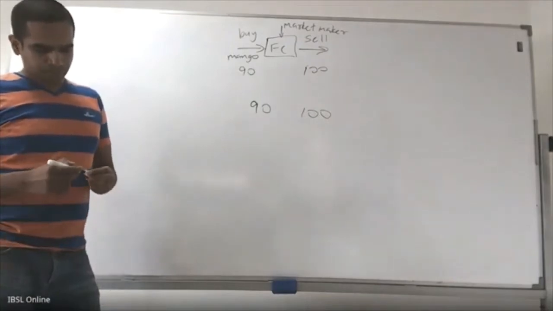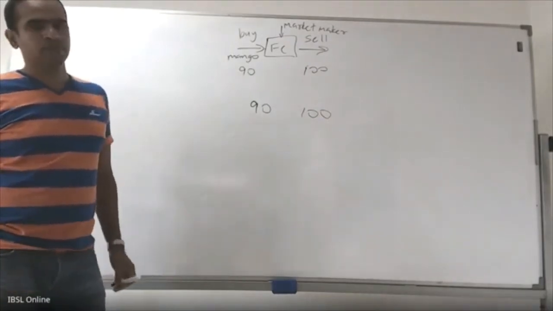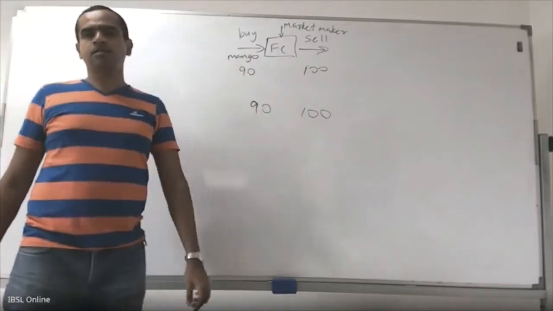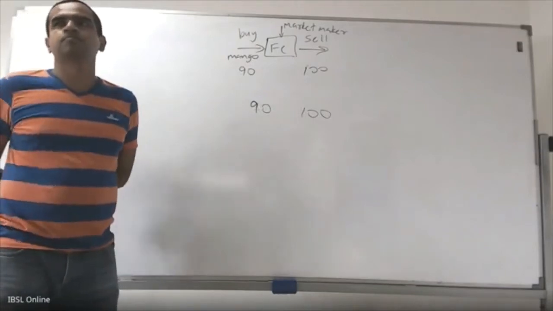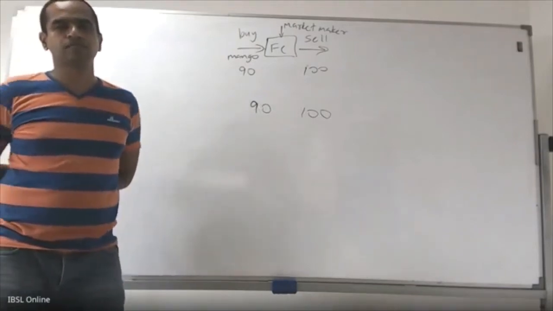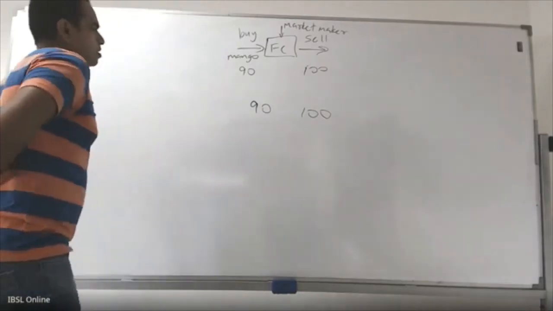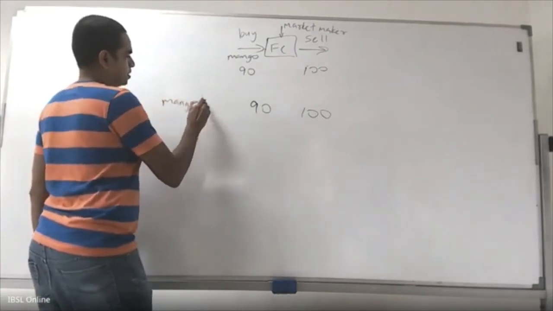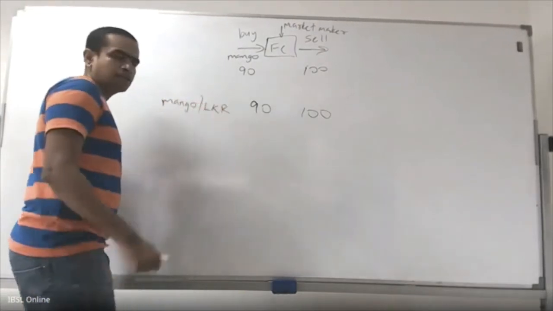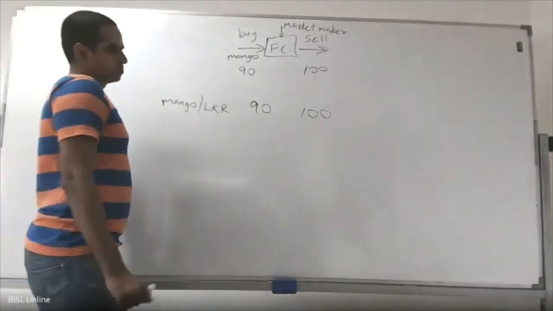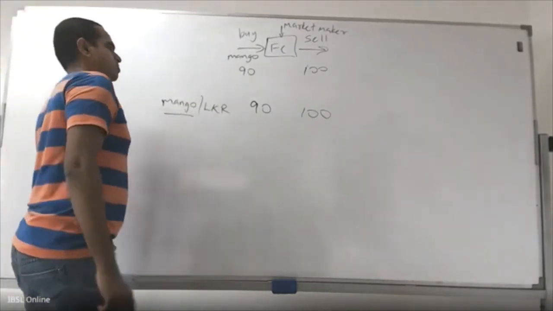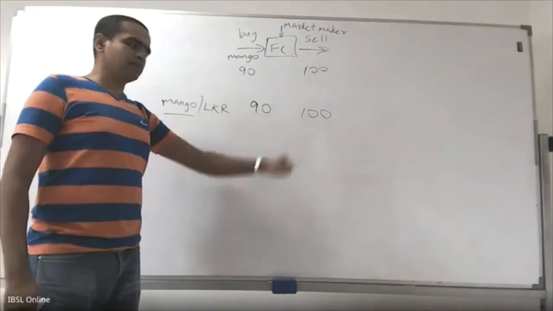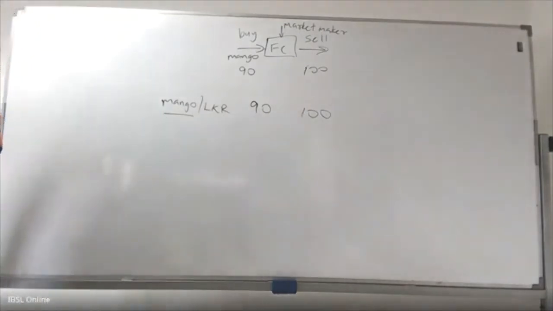So the buying price of the mango, which is the base currency, is 90. The selling price of a mango is 100. Price of the base currency: buying 90, selling 100. Clear? So this is the price of a mango against a rupee, 90, 100. Base currency is the mango. The base currency will be bought at a price of 90 and sold at a price of 100. Who's quoting this? The market.